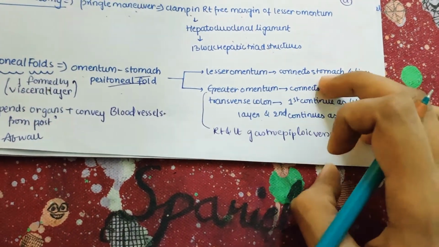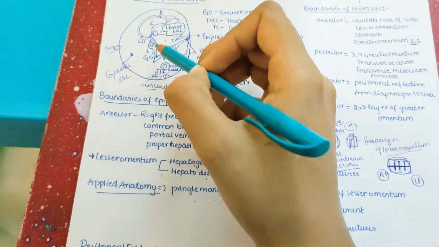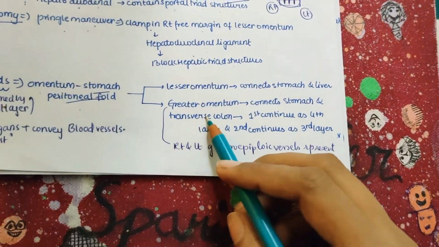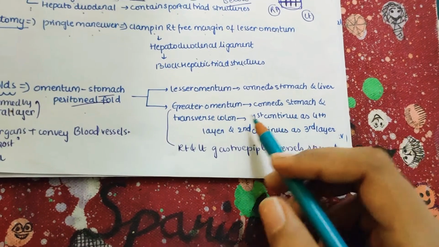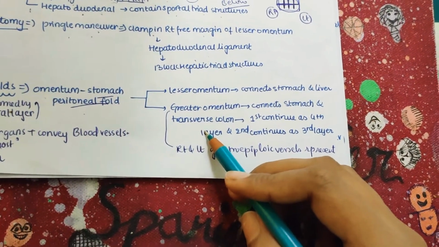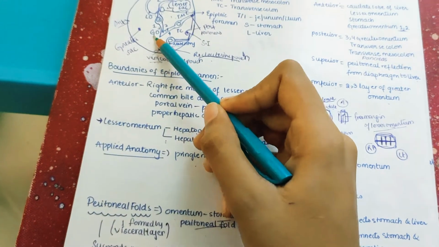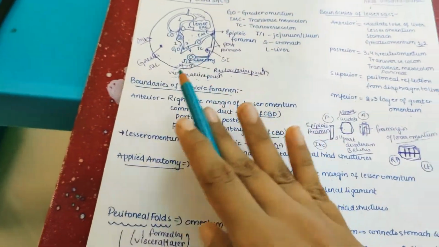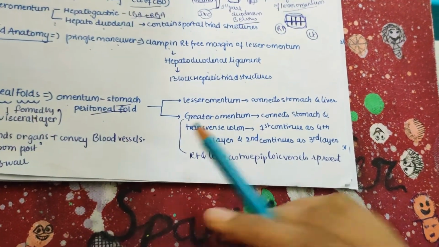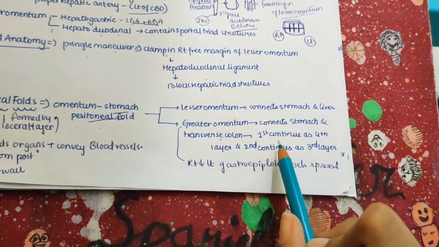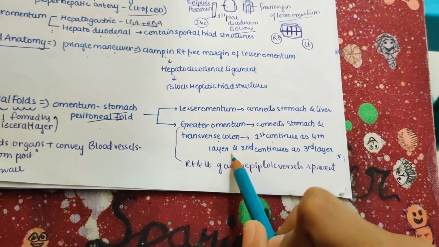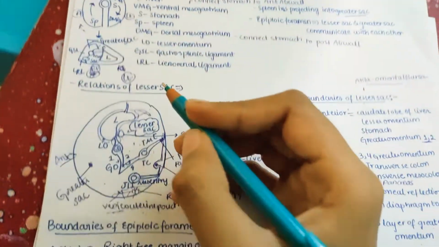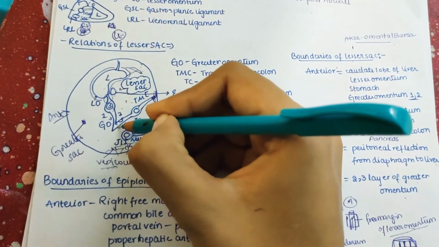Lesser omentum connects the stomach and liver. Clearly in the diagram you can see liver, stomach, and in the middle lesser omentum. Greater omentum connects the stomach and transverse colon. You can see here this is the greater omentum connecting the stomach with the transverse colon. If you know this diagram, you can understand all this theory. The first layer is continuous as the fourth layer and the second layer is continuous as the third layer. How? Let us see. You can see here this is the first layer which is continuous as the fourth layer.